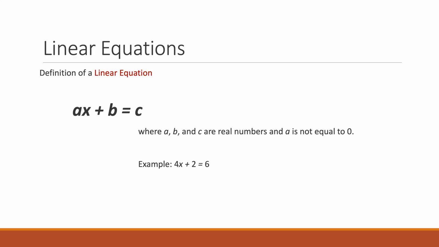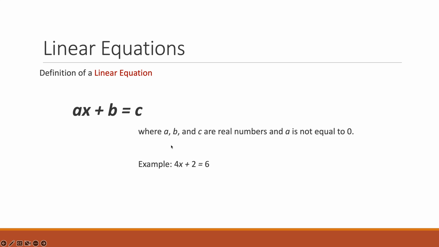The last part of today's lesson, lesson 2, the new stuff for the day. And the definition of a linear equation, where A, B, and C are real numbers. Basically they look like this: ax plus b equals c. An example would be 4x plus 2 equals 6.